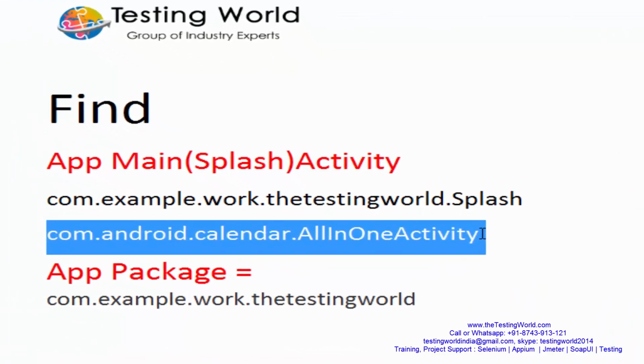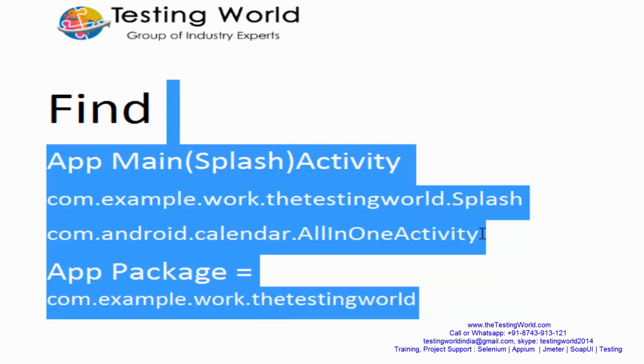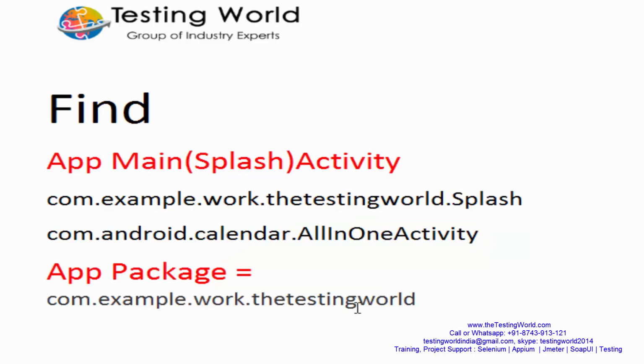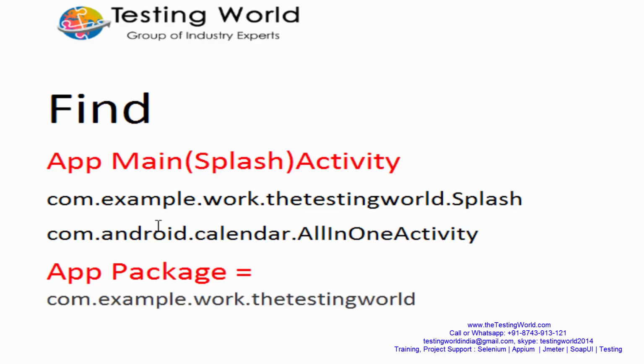So here we have seen how we can fetch the app main or splash activity, and these two values we are going to use while automating our application through Appium, because Appium is going to execute your application on the device. Appium will have to connect with the unique application, with the specific application which you want to automate. That unique application can be found out by using this app package. And we need to also define what is the main activity, what is the first activity, or I'll say what is the first page which is going to open on the application. That can be found out by using this main activity.